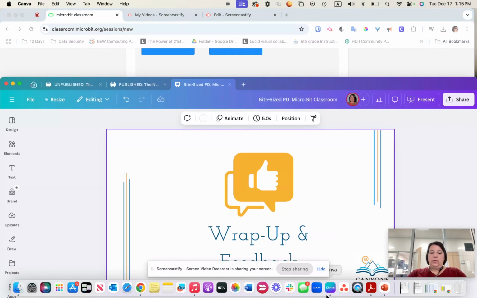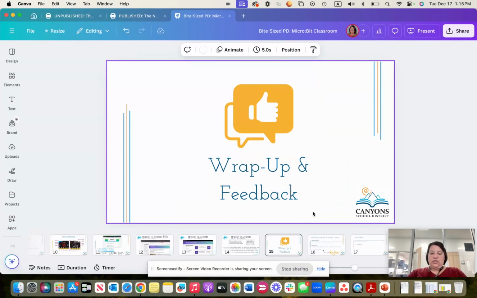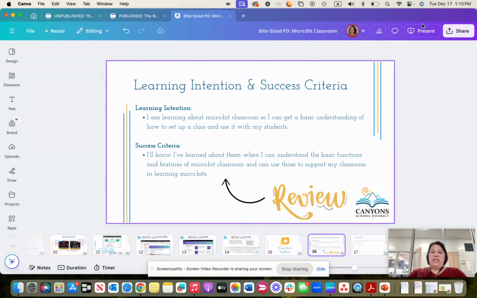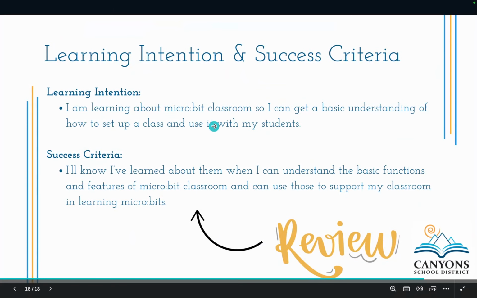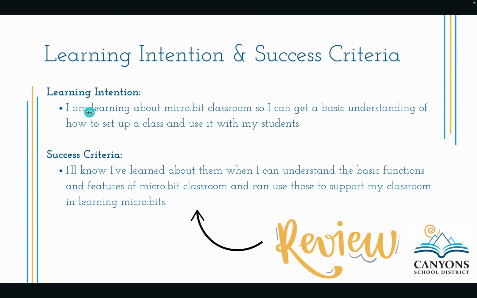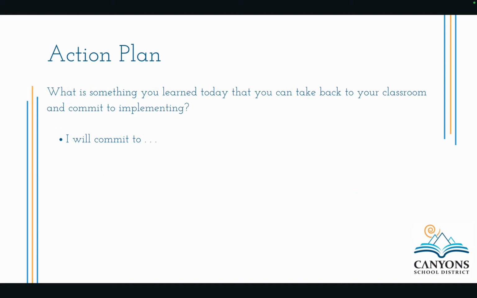Let's go back into Canva, and let's go back into our learning intentions and success criteria. So our learning intention is that I am learning about micro:bit Classroom so that I can get a basic understanding of how to set up a class and use it with my students. And then the success criteria is I'll know I learned about them when I can understand the basic functions and features of micro:bit Classroom and can use those to support my classroom in learning by micro:bits.